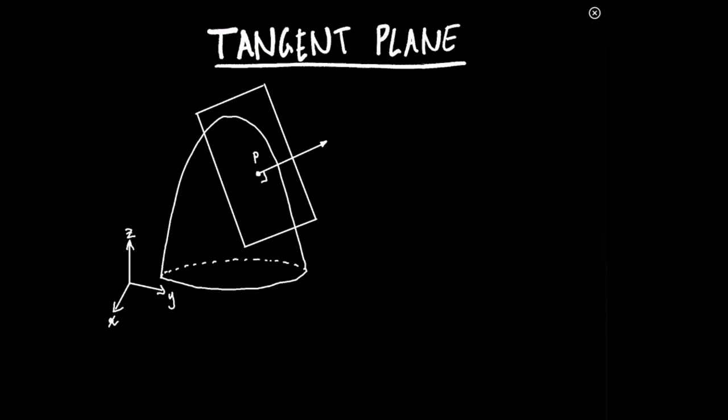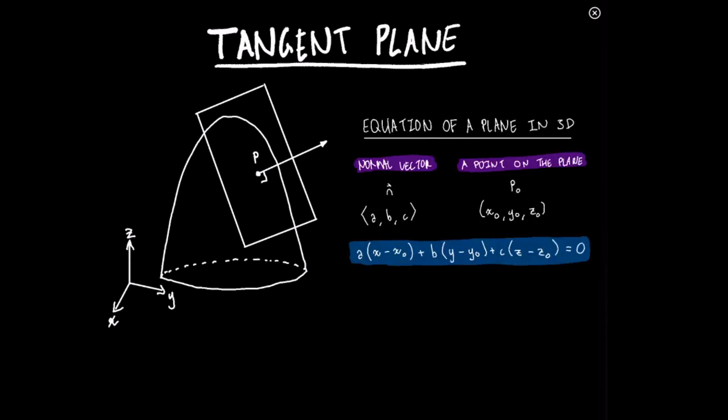All right, so let's recall what the plane equation is. From our previous video, the equation of a plane in 3D needs two components, a normal vector and a point on the plane. We called it P naught, so let's go ahead and label this as P naught. And the normal vector we called N. The point has three components, x naught, y naught, and z naught, and N has three components, a, b, and c. And then from those components, we get this equation.